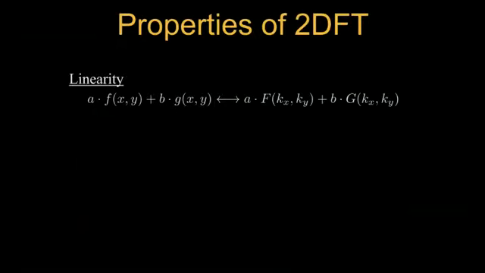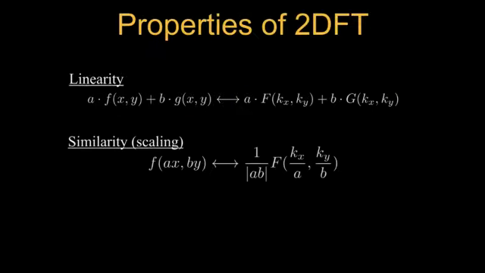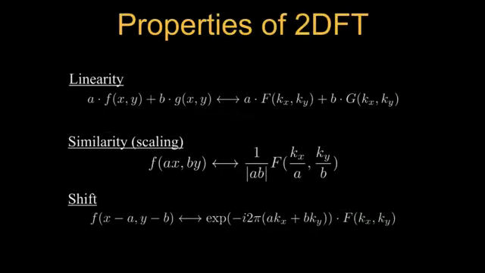The 2D Fourier transform, again, has all the properties of the 1D Fourier transform. We again have linearity. We have the scaling property, and also the shift property. But all of these are now extended to 2 dimensions.